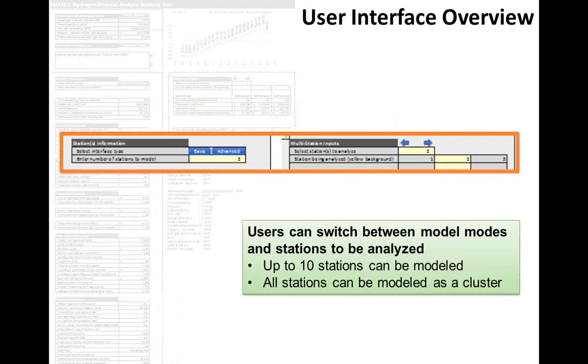These are some of the key toggles. So on the left, those blue buttons reorient the user interface between the basic mode, which is the first button, and then the advanced mode, so you can switch between the 2 easily. On the right, those 2 blue arrows let you switch between each of the different stations that you've entered into the model, and so it pulls up the results for each of the stations as you toggle between them.